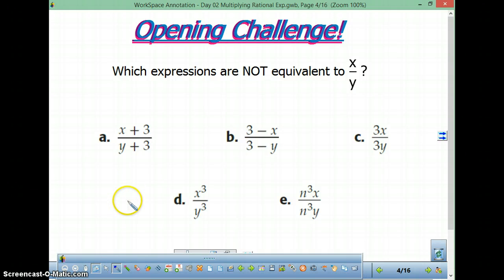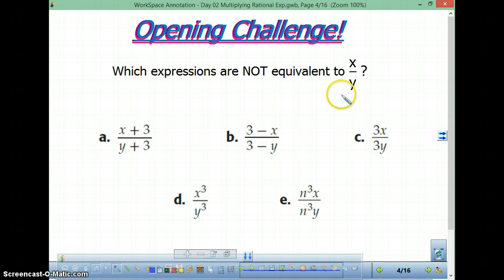To start today, let's try this opening challenge. Which of these expressions are not equivalent to x over y? Think about it for a moment. Pause the video. Here's the answer.